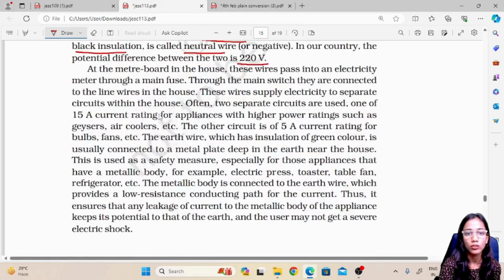Okay, now two power ratings are used for our home appliances. 15 ampere current rating for appliances with high power ratings such as geysers, air coolers, etc., and 5 ampere current rating for bulbs and fans, because the current should be distributed.